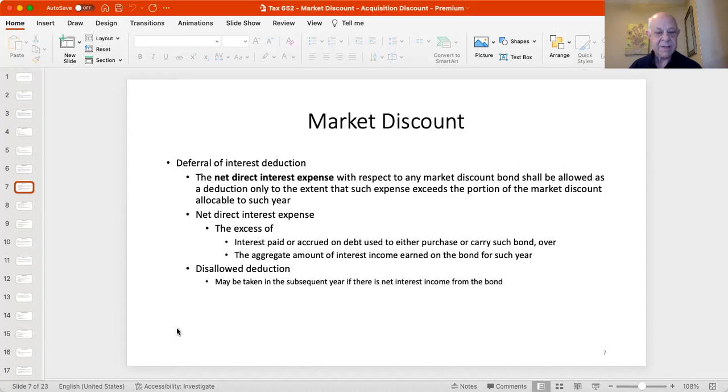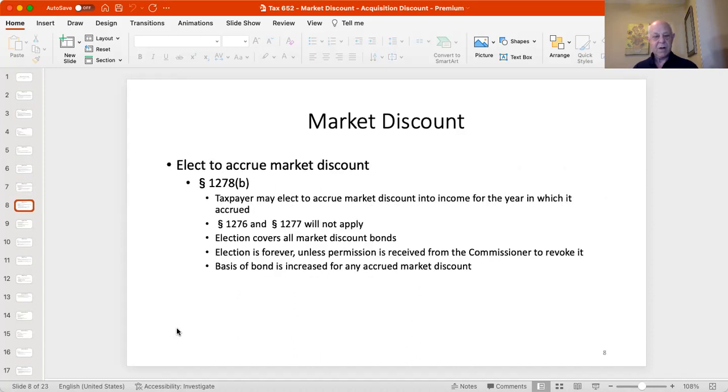And then again, to the extent anything is disallowed, it goes to the following year. And eventually, all the interest expense will be deducted in the year that you get rid of the bond. If you don't like that rule, you don't want to have to deal with figuring out how much of your interest expense has to be deferred, you can elect to accrue the market discount into income.